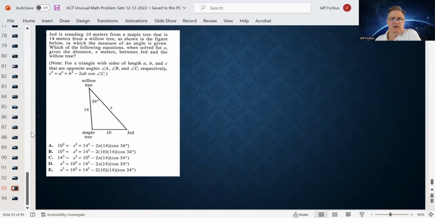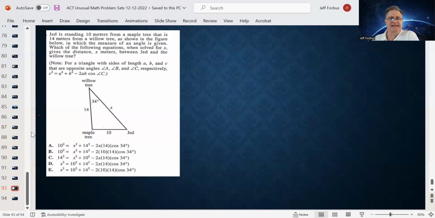So this is a triangle, and notice in the note, they give you the law of cosines. So they're going to want you to use the law of cosines to fill in your answer. Now, the angle is 34 degrees. And so if you try to eliminate based on 34 degrees, they've cut you off here because they put the cosine of 34 degrees in each answer choice. But sometimes it's possible to do that. So let's figure out what the question's asking, and then let's move forward.